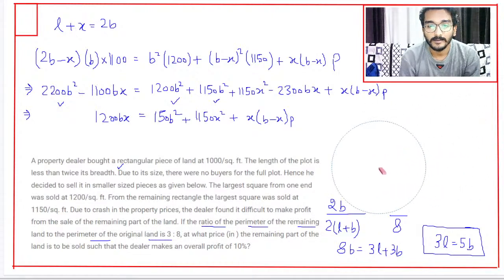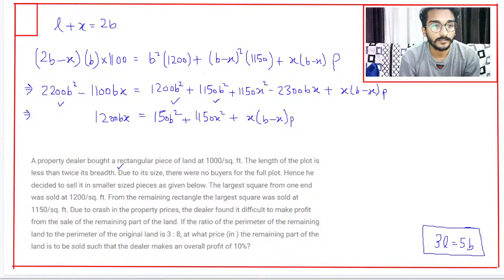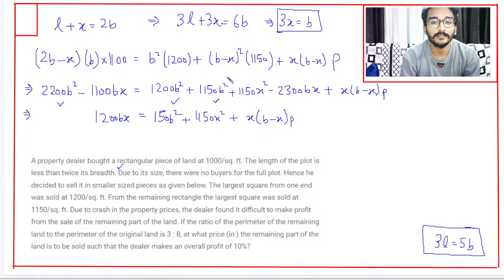Okay. Applying this relation now in the current position. Or I should have applied it earlier also. Let me see here, because everything is in terms of x now. 3L equals 5b. If I have done 3L plus 3x equals 6b for me, and 3L is 5b, yes, so 3x equals b. Okay, we got one more relation here. Let's just substitute it here. So b equals 3x.